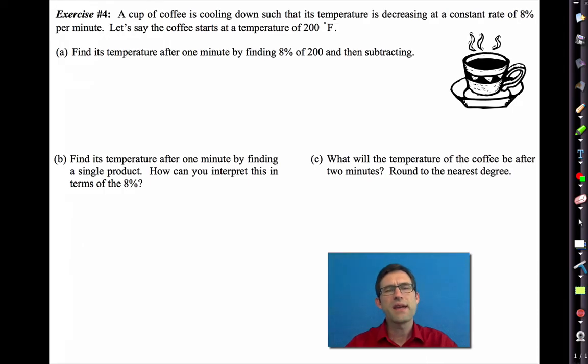Now, in the second half of the lesson, what we want to do is start to work with percent decrease. And in a certain sense, that's a little bit trickier. It certainly is trickier for most students. I'm going to try to make you see that it's really the same idea. Exercise 4. A cup of coffee is cooling down such that its temperature is decreasing at a constant rate of 8% per minute. Let's say that the coffee starts off at a temperature of 200 degrees Fahrenheit. Find its temperature after 1 minute by finding 8% of 200 and then subtracting. So why don't you go ahead and do that.